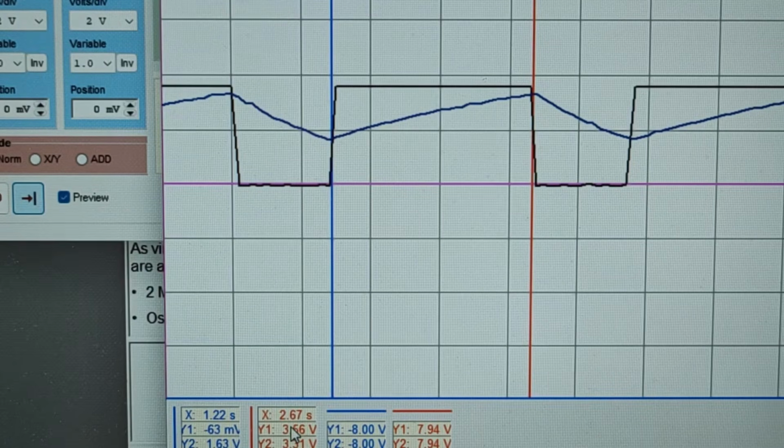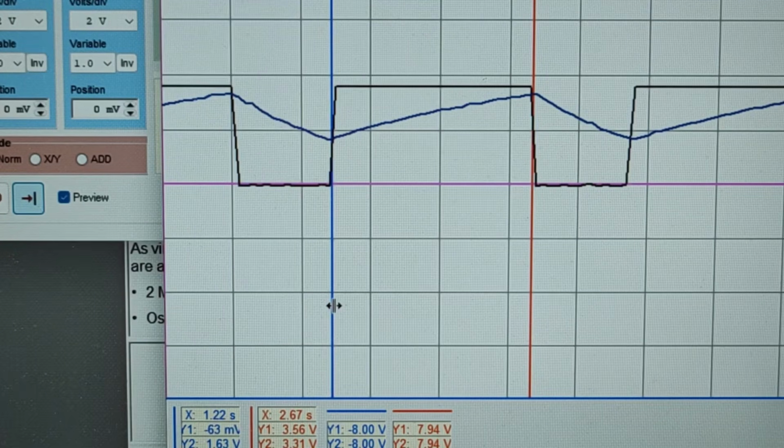See this one? X red, X blue. X blue is the position of this blue cursor, and X red is the position of this red cursor. I have 2.67 seconds for X red and 1.22 seconds for X blue. If I subtract those two values, I'll get the time spent by the LED while it's on. So that would be 2.67 minus 1.22, around 1.45 seconds on state.